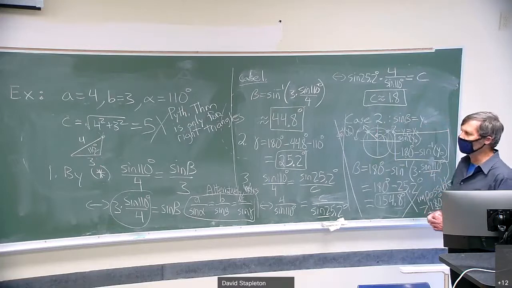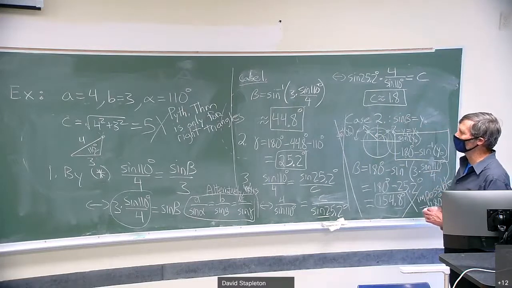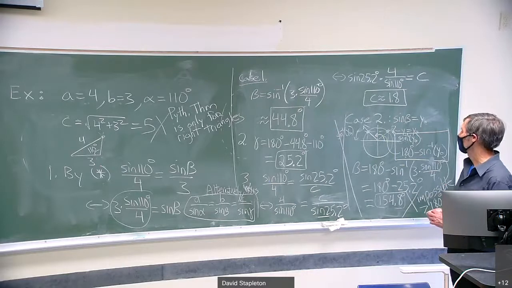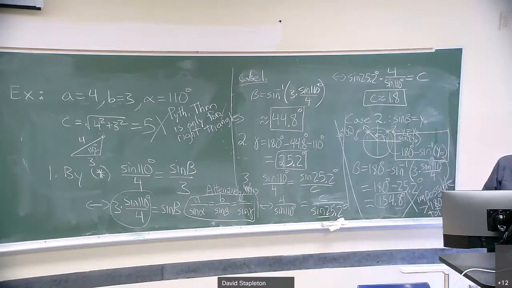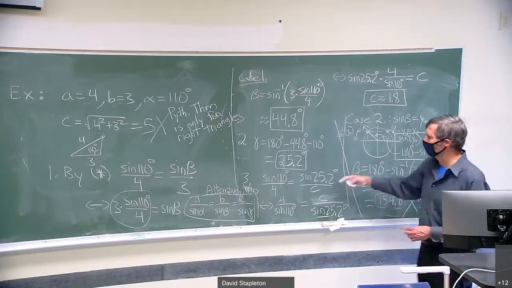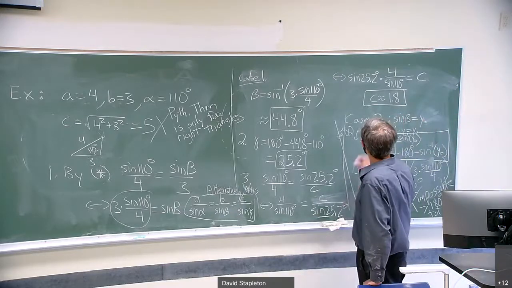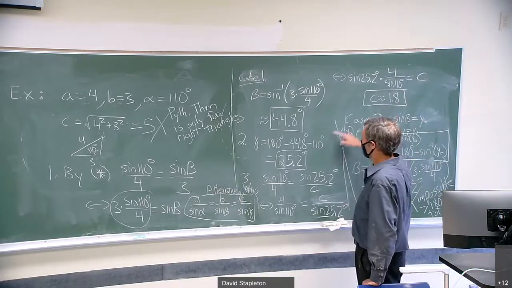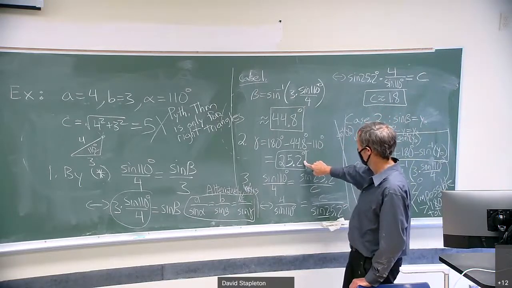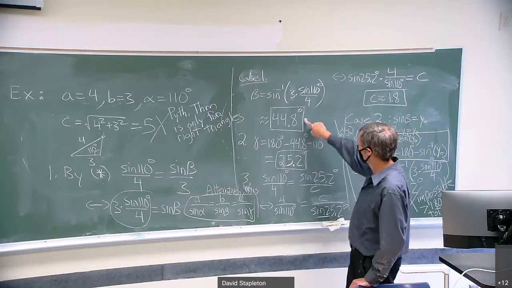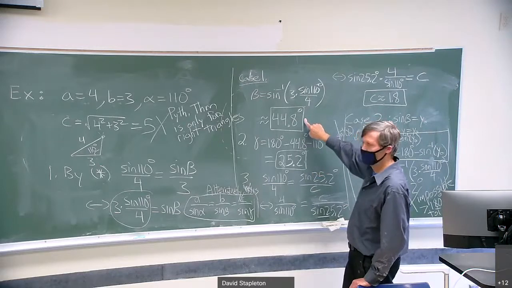Any questions on that? This is the toughest part of the lecture today, probably the toughest part of the rest of the course. All right, so this is the case with one solution. It's this triangle we already figured. C equals 1.8. Gamma equals 25.2. And beta equals 44.8. We've got that one triangle solved.